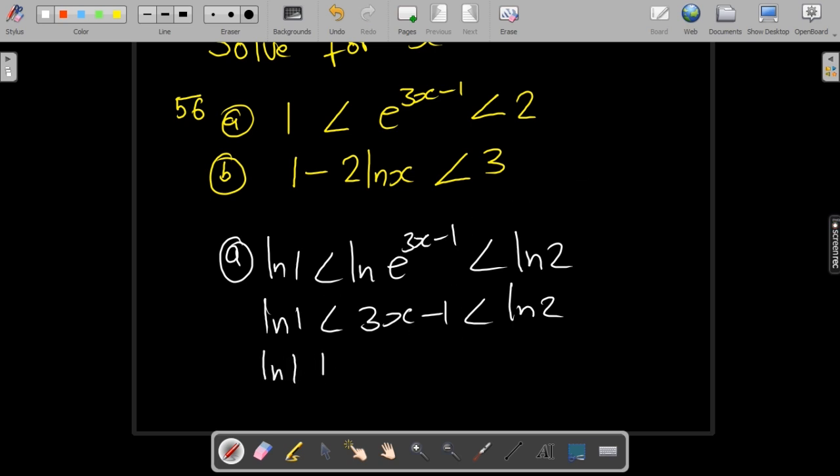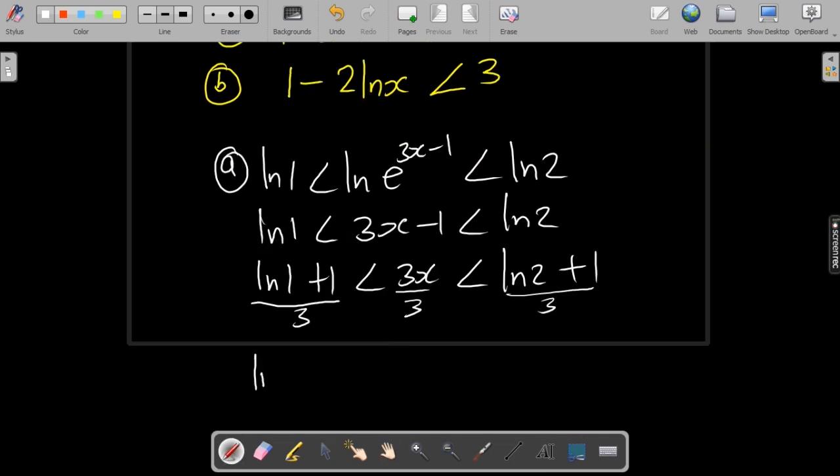So on this side, I have ln 1 plus 1. This side, 3x minus 1 plus 1 will just be 3x. And this side, I'll just have plus 1 as well. Now at this stage, I want to isolate my x because that's what I'm solving for. So I'm going to divide each part by 3.